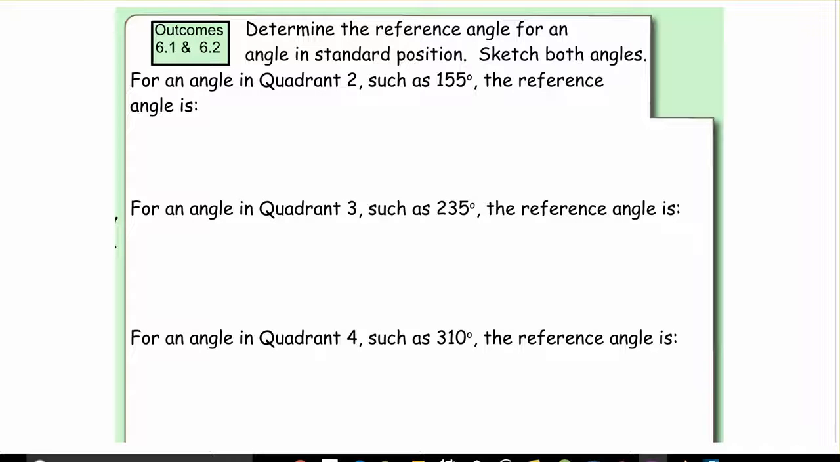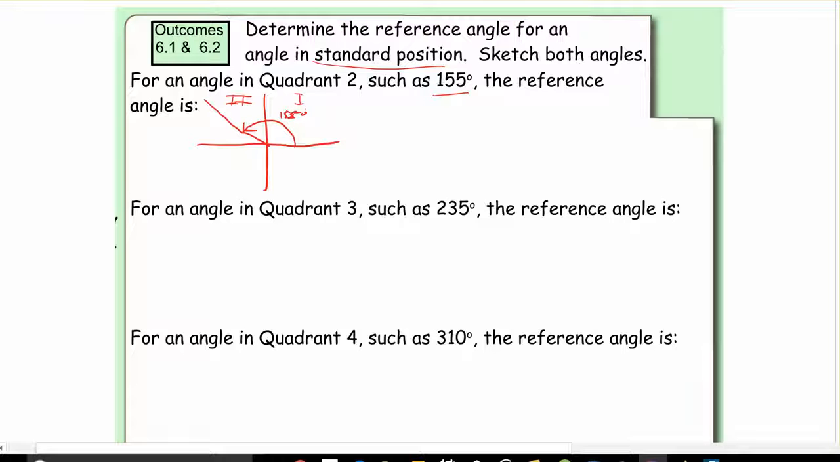Okay, determine the reference angle for an angle in standard position, so from the positive x-axis. Sketch both angles for an angle in quadrant 2, such as 155 degrees. Sketching this out, it's a good idea to sketch out all of these, really. I'm just going to start with my Cartesian plane. Remember our quadrants: quadrant 1 is here, and then 2 is in this one. That's our angle, because it's in quadrant 2, and it's 155 degrees from there to there.